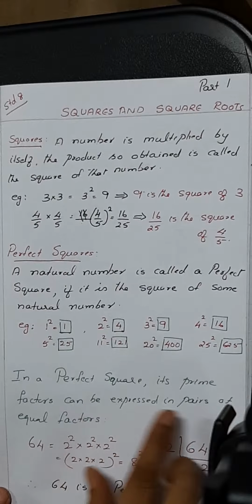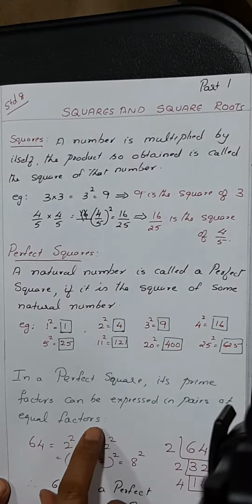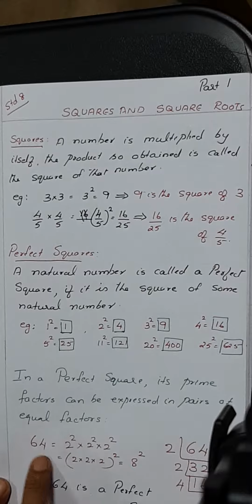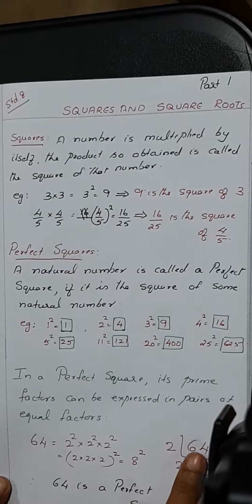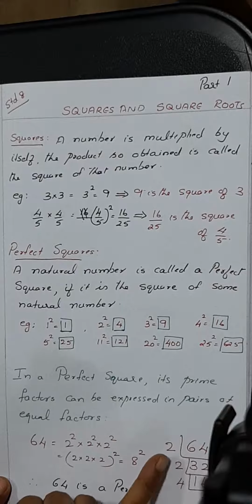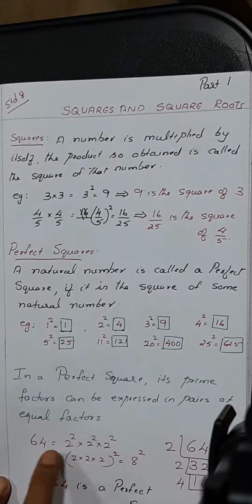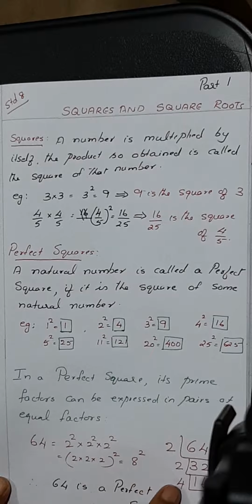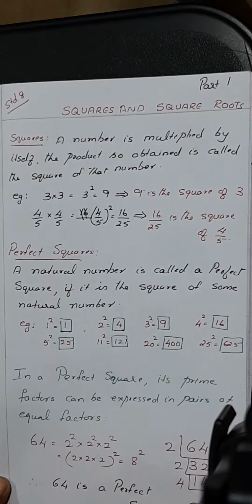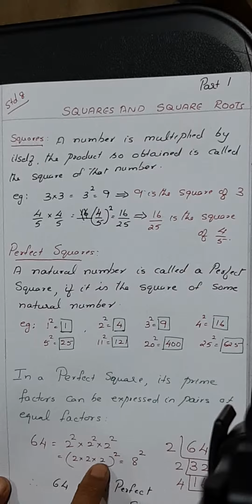In a perfect square, its prime factors can be expressed in pairs of equal factors. So 64, if you do the prime factorization, this you already know how to do it. You are dividing it by 2, 2, 4 and 4. So you can write 64 as 2 squared into 4, which can be written as 2 squared, again 4 as 2 squared. So it will become 2 into 2 into 2 the whole squared.